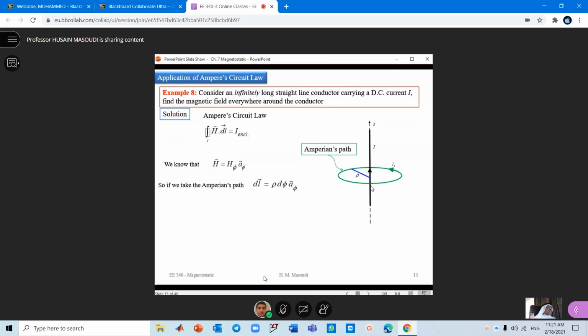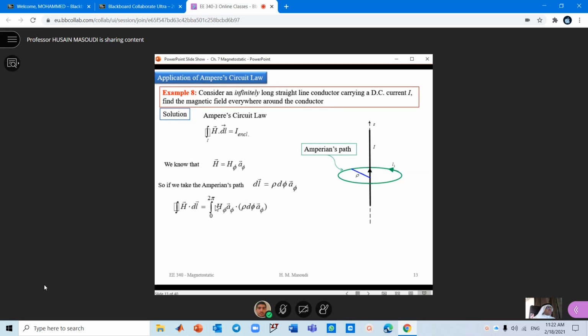So for the Amperian path, what do we have? We have only this I, which is inside the Amperian path that we selected. Let's say if this is 10 ampere, then this is equal to 10 ampere. For the left-hand side of the integral, we think that H will have only one component, and this is our selection of dl. We integrate, and it should be closed, so from 0 to 2 pi. a phi dot a phi is 1.